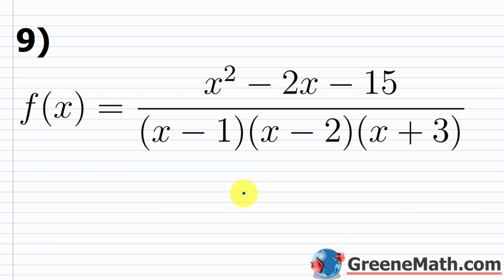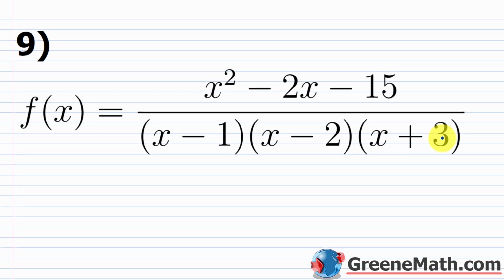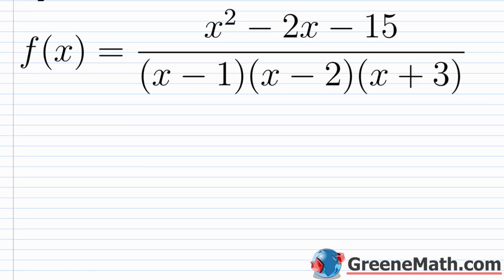All right, for problem 9, we have f(x) = (x² - 2x - 15) / ((x - 1)(x - 2)(x + 3)). So this is one that we can actually simplify. So let's go ahead and factor the numerator. We don't have to factor the denominator because that's been done for us. But we want two integers whose sum is -2 and whose product is -15. So that's going to be -5 and +3.